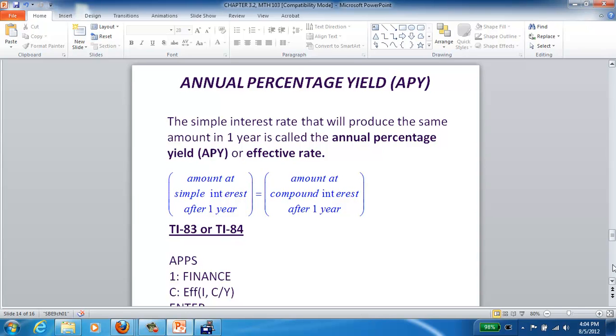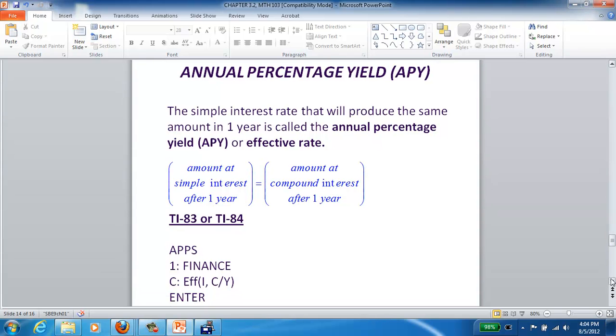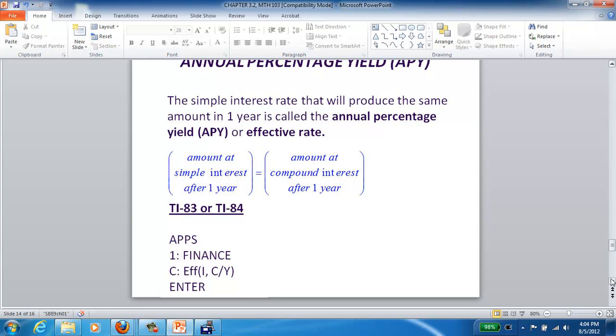Next, we will talk about APY, or the effective rate. The simple interest rate that will produce the same amount in 1 year is known as the APY, or effective rate. So if we know the nominal rate, we can use the graphing calculator. We have to go to finance, we have to go to C, and we have to go to effective rate. We have to enter the interest and then the number of compounding periods. And this is how we calculate the effective rate if we know the nominal rate.